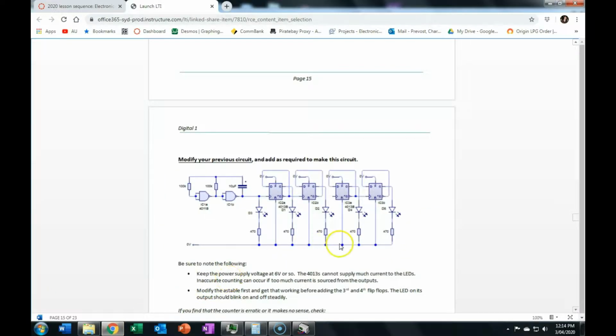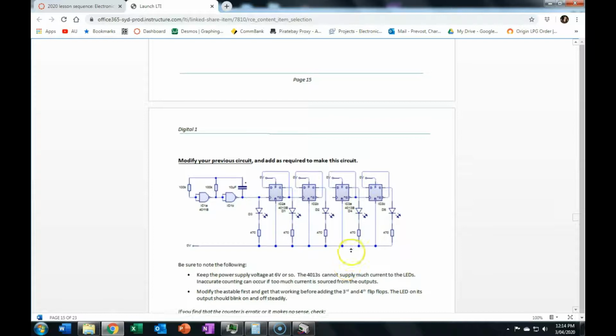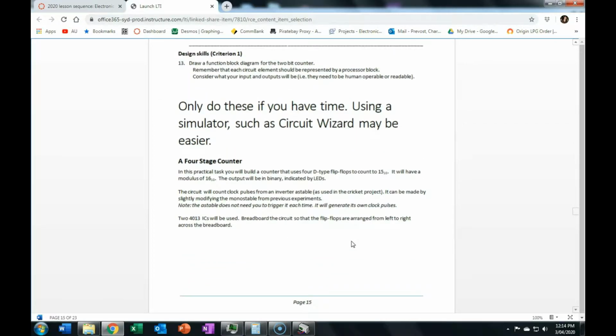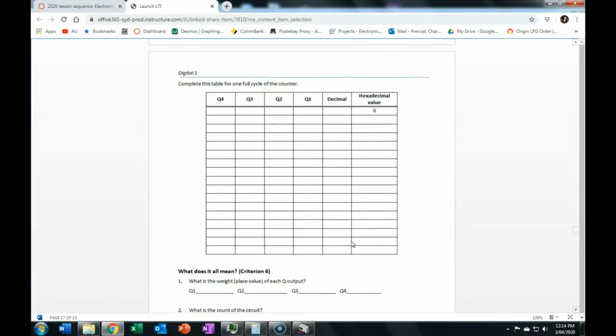So we can model this behaviour here with a truth table or timing diagram. It's pretty easy with this table here. And so what we would see here is that we would start at 0, 0, 0, 0.